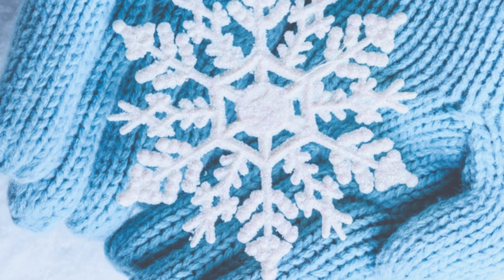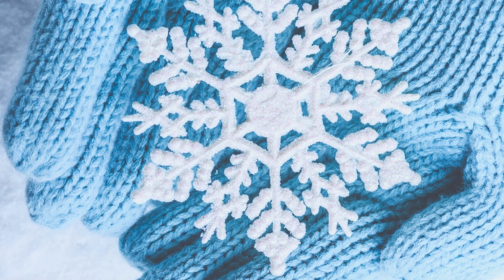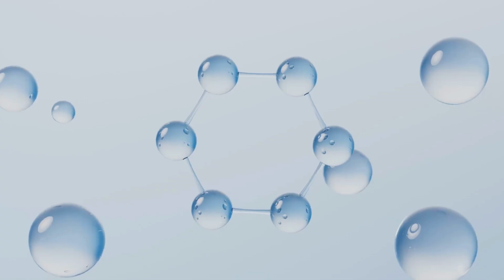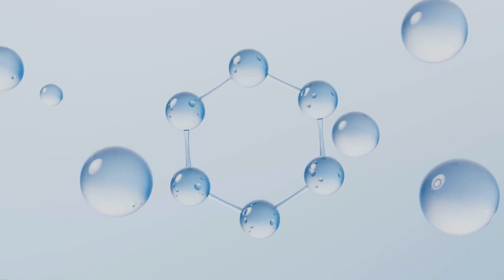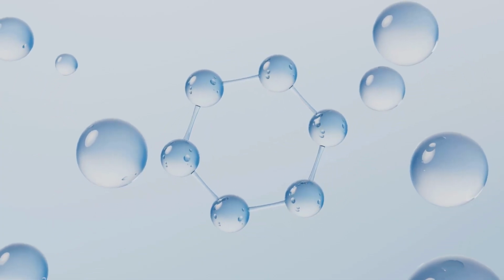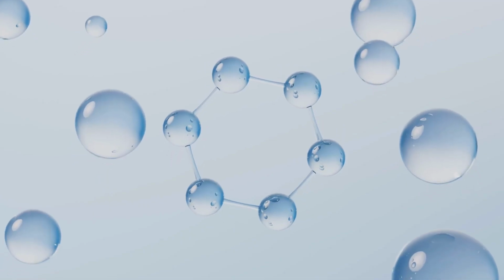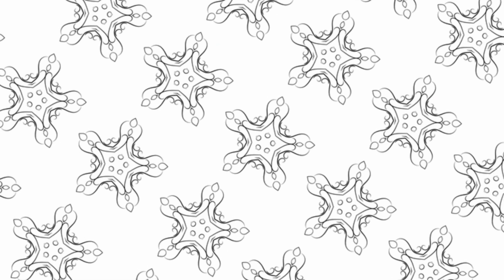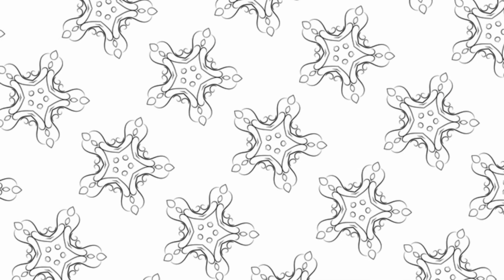So the next time snow starts falling and one lands gently on your sleeve, remember this. That fragile little crystal didn't just appear randomly. Its perfect symmetry was shaped by the physics of water molecules, the temperature of the sky, and the invisible journey it took through the clouds. A fleeting piece of geometry, created by nature's smallest building blocks.